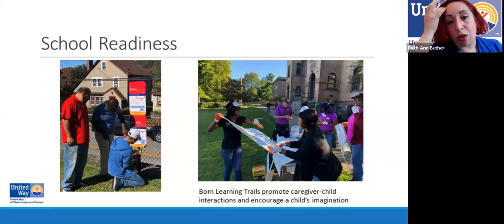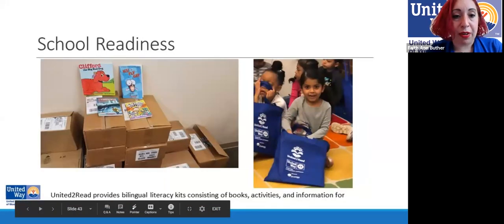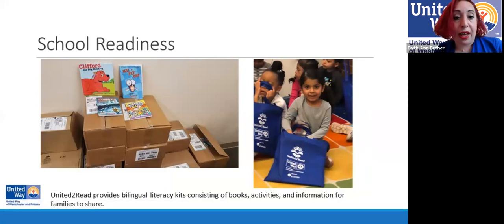So we have the school readiness program through our Born Learning and through Wegmans. But then we also have the early literacy component of it. Our early literacy component is our literacy kits. We have a partnership with Scholastic as well as other donations for book contributions. And we give the books, these literacy kits, which are the blue bags that you see to the side in the photos.